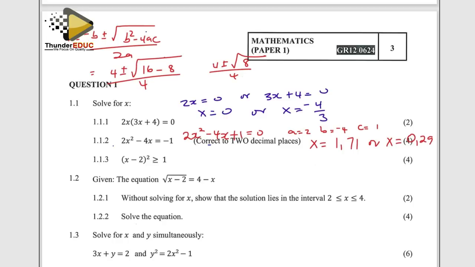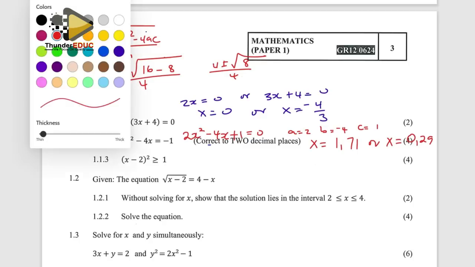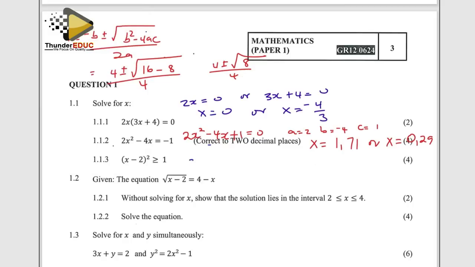All right, then for 1.1.3, it's an inequality. So do the same thing again. Let's open this up. So it's going to be x squared, opening the square bracket, minus 4x plus 4. Then I'm going to transpose the 1 to that side, so minus 1 is greater or equal to 0. Then what I can do, just simplify that. It's x squared minus 4x plus 3 is greater or equal to 0.